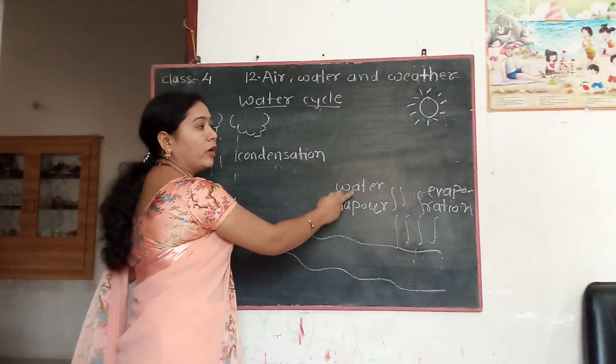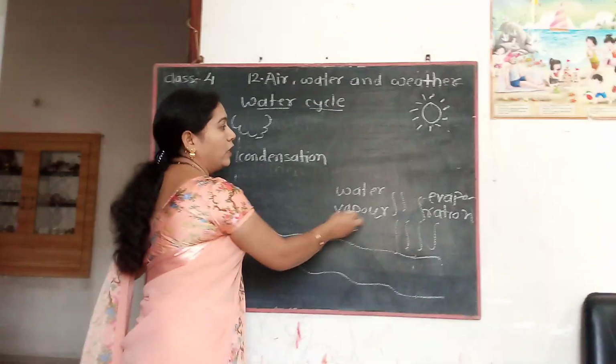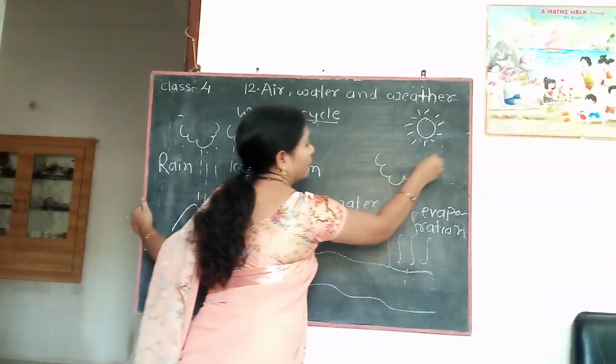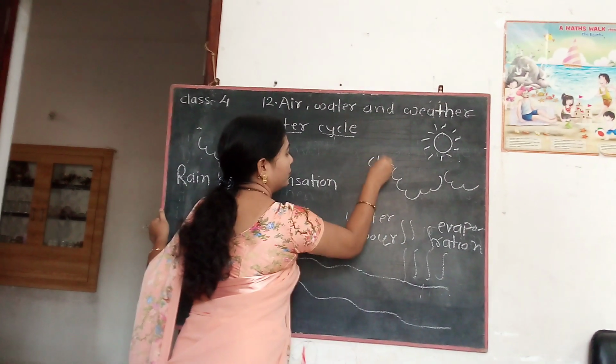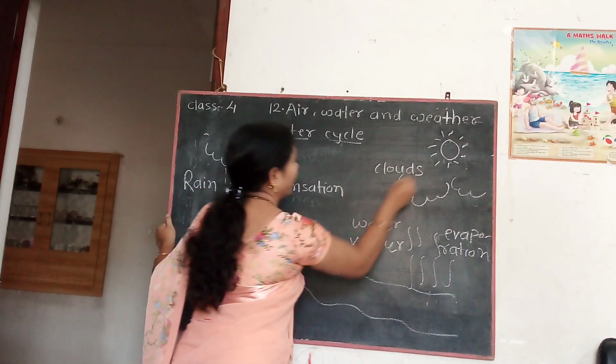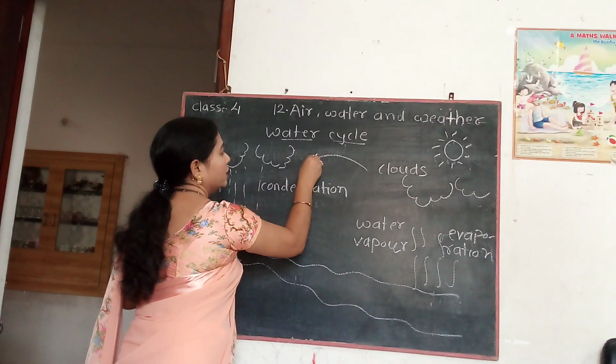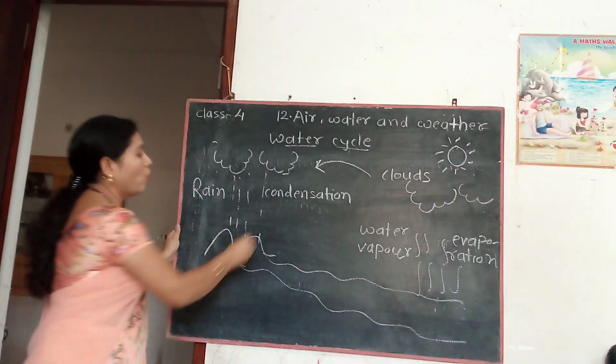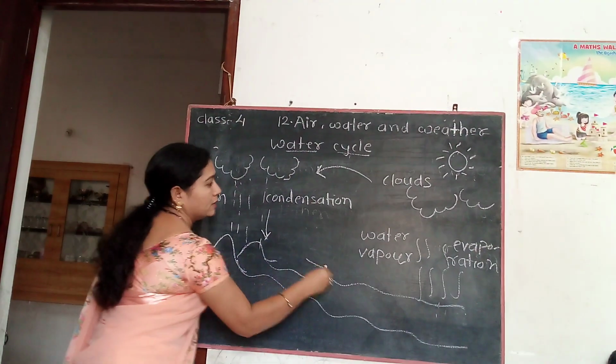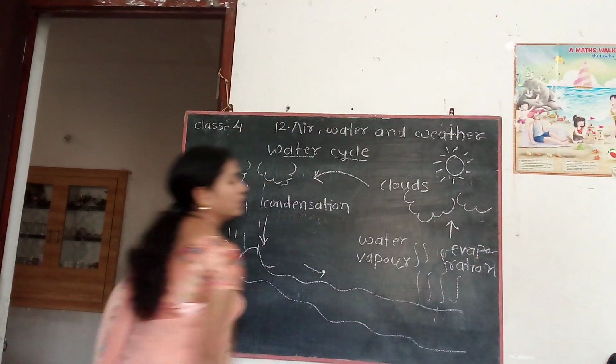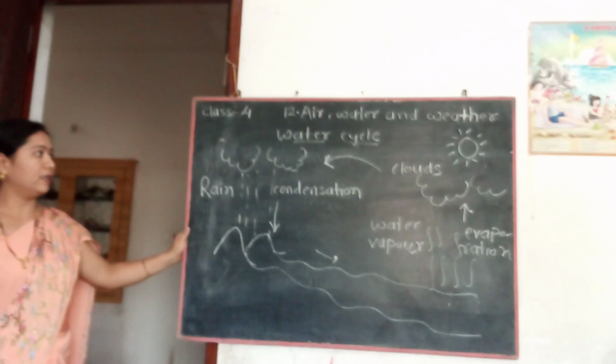Then this water vapor cools down and forms clouds. Again, from this cloud we get water. Thus, the cycle continues. This is called the water cycle.